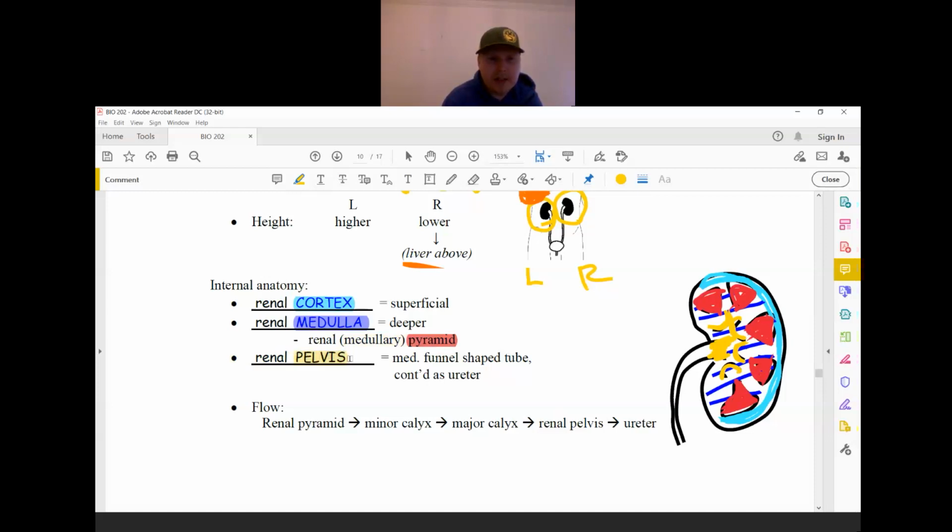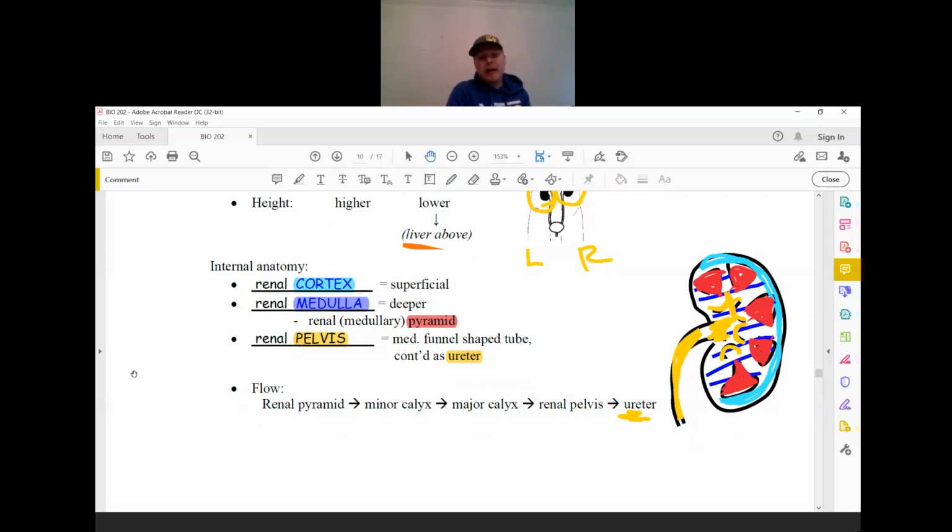And from the renal pelvis, we have the ureter coming out. And that's one of the structures that we'll have a look at in just a second. So this is our ureter of the kidney. So there's the flow of the material through the kidney listed as well.